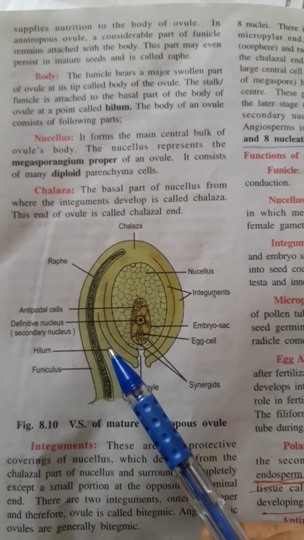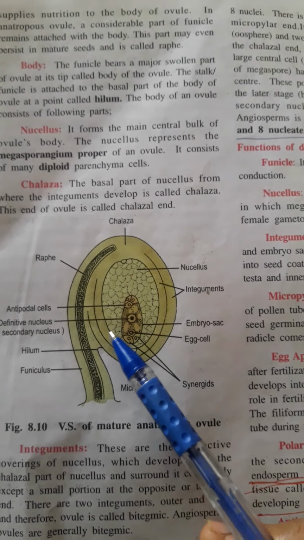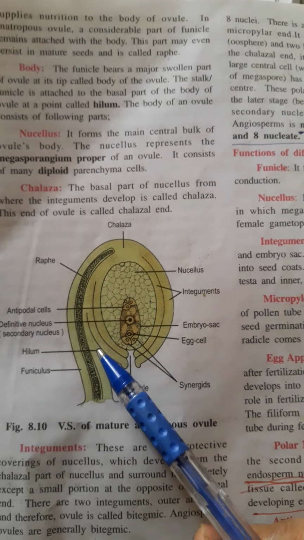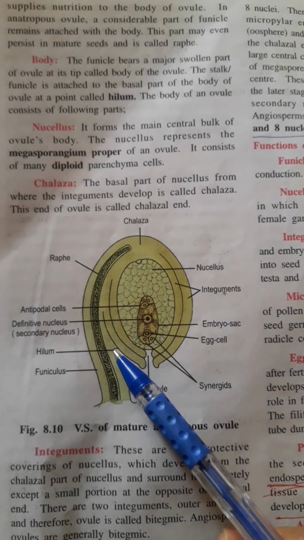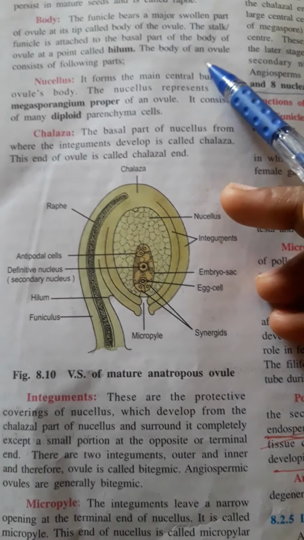Okay, the point of attachment of the stalk and the body. This is the stalk, this is the body. So hilum is the point of attachment. Now let's see the parts of the body of an ovule.